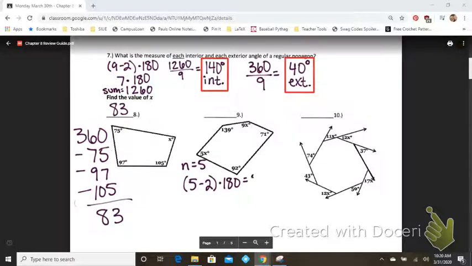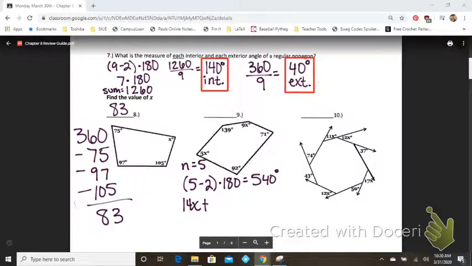That should give you 540 degrees total. So if we were to add up all of these angles, it should equal 540. So I'm going to combine like terms as I go, meaning I know the 5x and the 9x will get added together to give me 14x.